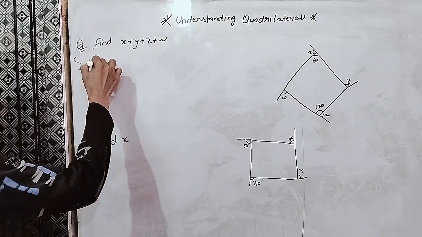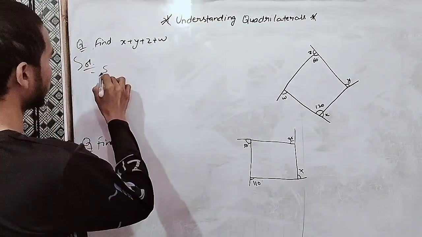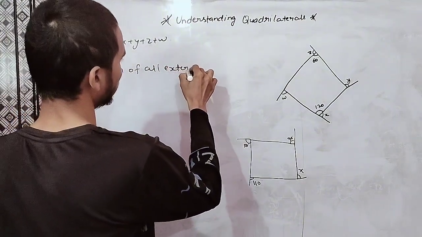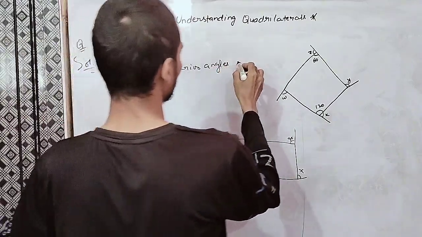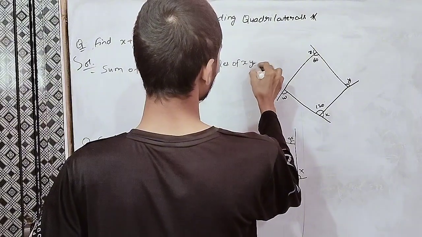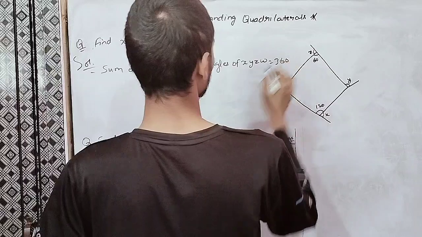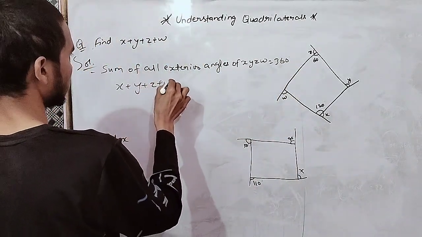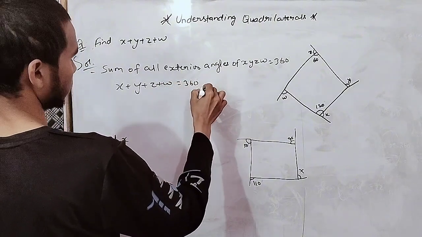So let's solve it. Already we know what the sum of all exterior angles of x, y, z, w is. How much? 360 degrees. So can we say x plus y plus z plus w is how much? 360 degrees. This is the answer.